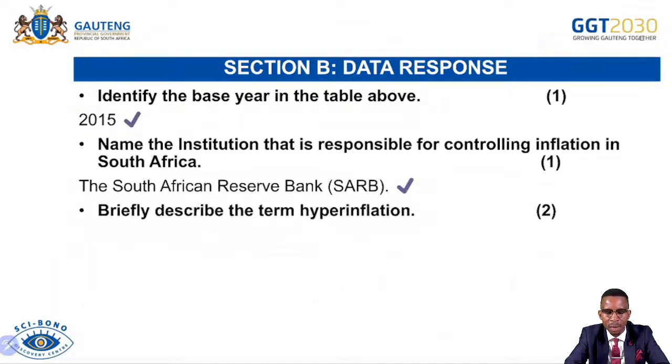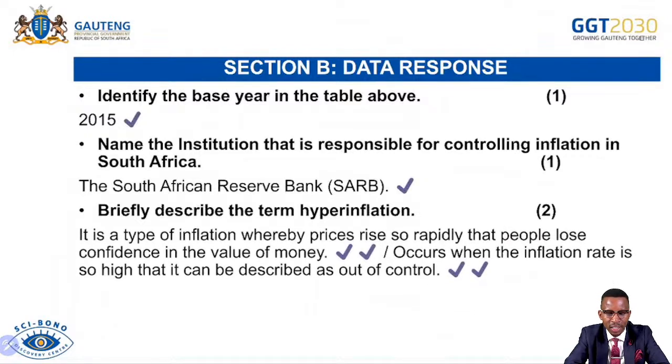Briefly describe the term hyperinflation. So it is the type of inflation whereby prices rise so rapidly that people lose confidence in the value of money. It occurs when the inflation rate is so high that it can be described as out of control. It can go even above 50%.